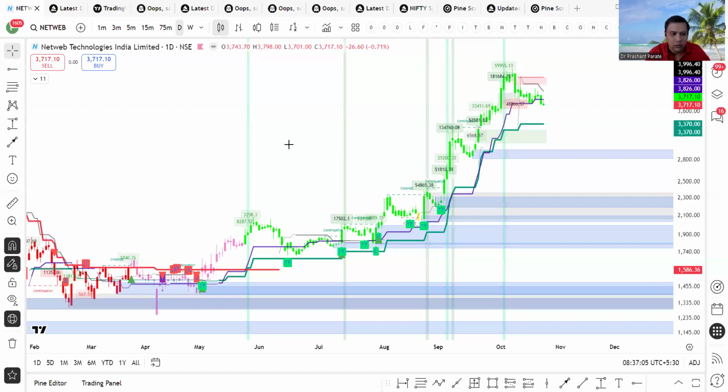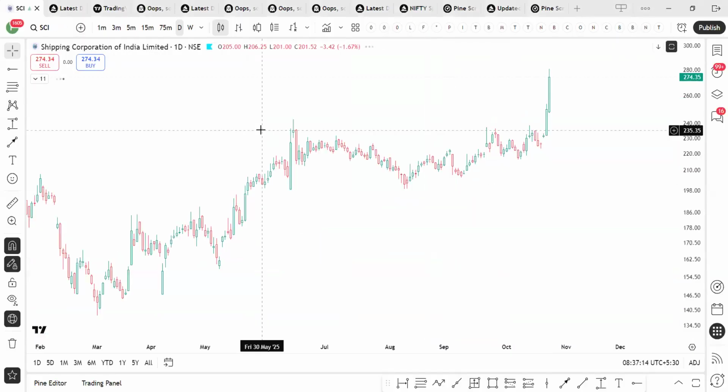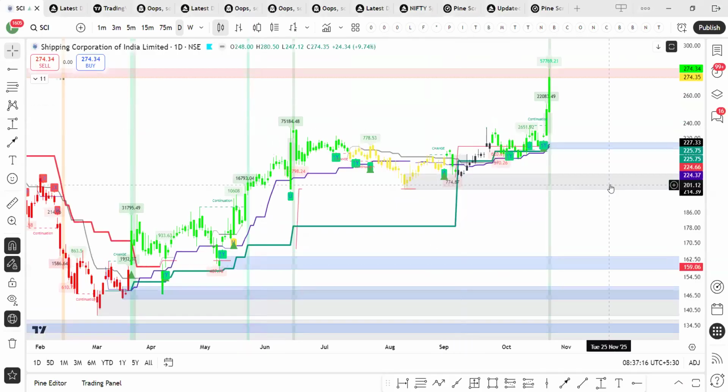go one by one. We'll start with chart analysis first. We'll analyze three charts, then we'll discuss this question of how to select the stocks. Okay. So this is the chart of SCI. I'm opening SCI. The first question is about Shipping Corporation of India.